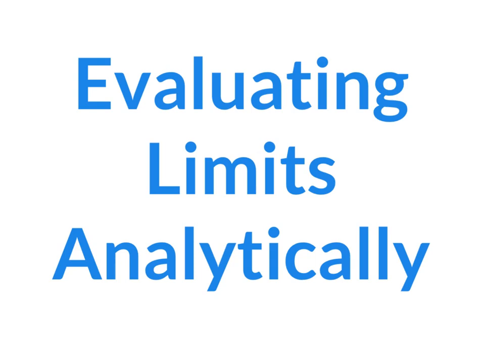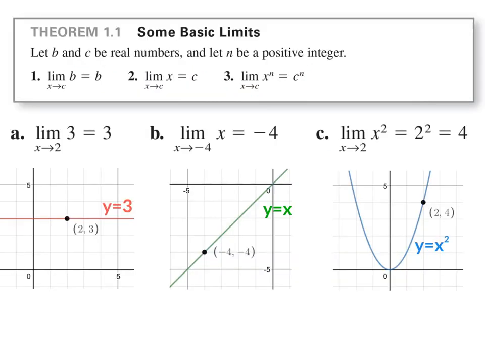In this video, we're going to talk about evaluating limits analytically. Let's start with the basics. So in this theorem here, I've got three different rules. B and C are going to be real numbers, and n is going to be a positive integer.